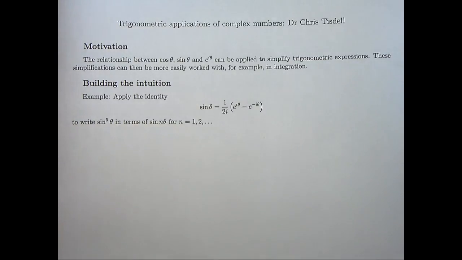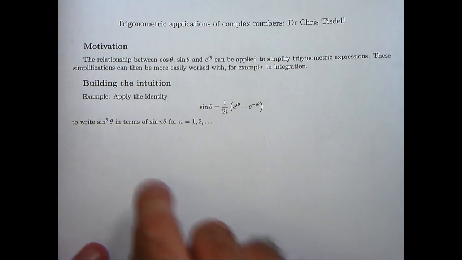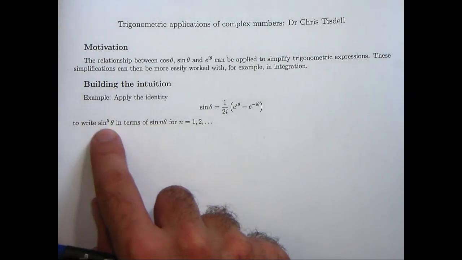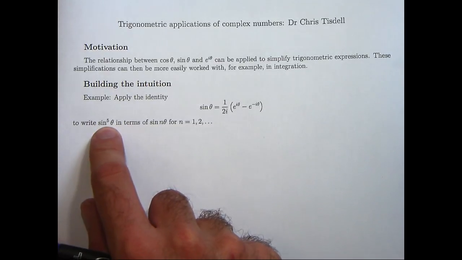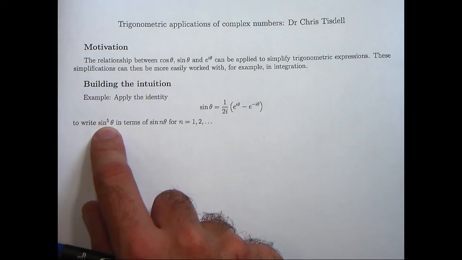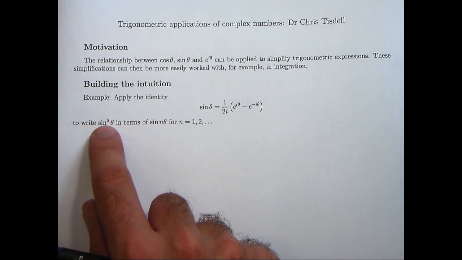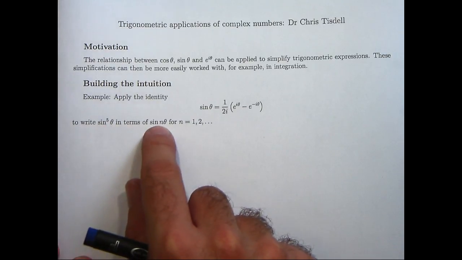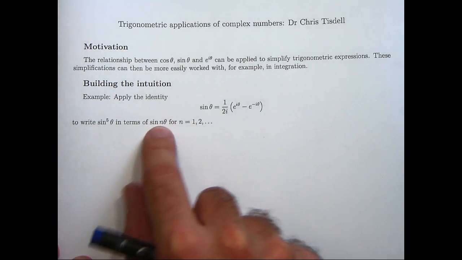Now the question is, why would you want to do that? Why is that important and how is it interesting? How is it useful? Well, think of this, trying to integrate this expression here. It's difficult. It can be done, but it's difficult and it's time consuming. If I could write this in terms of this, well, this is much easier to integrate.